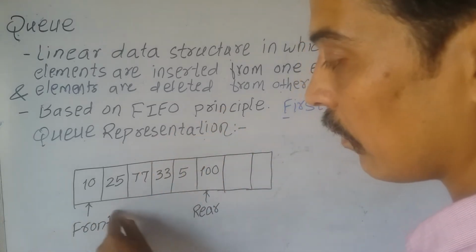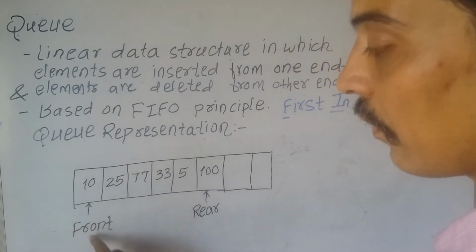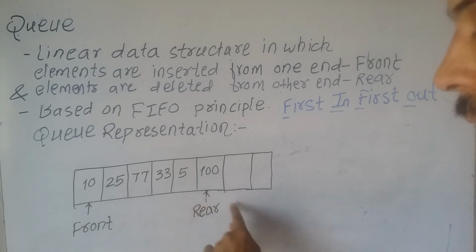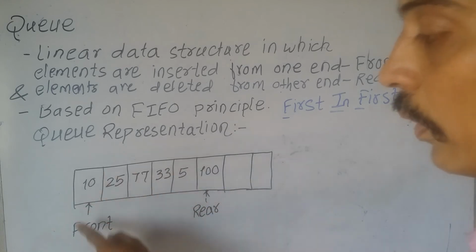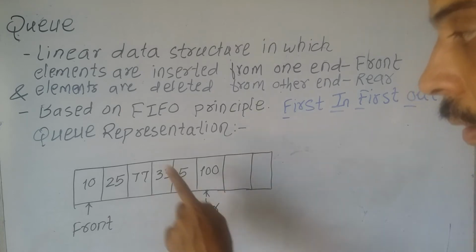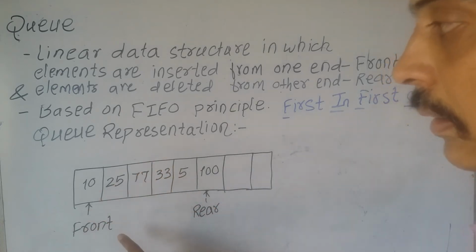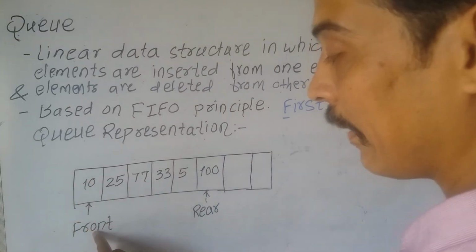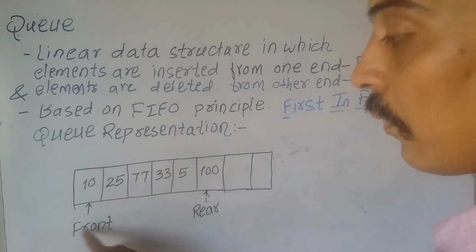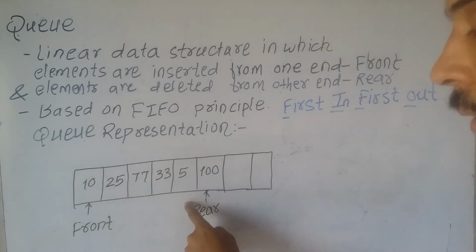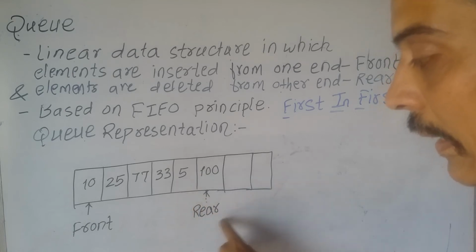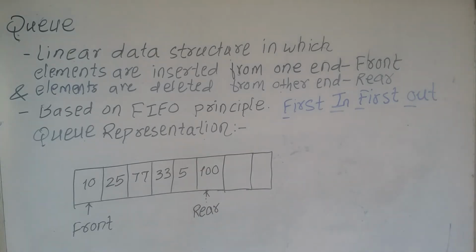One end we are using for deleting the element, that is the front, and another end we are using for inserting the element, adding the element, that is the rear. We remove the element from the front end, and we insert the element from the rear end. This is what a queue is.